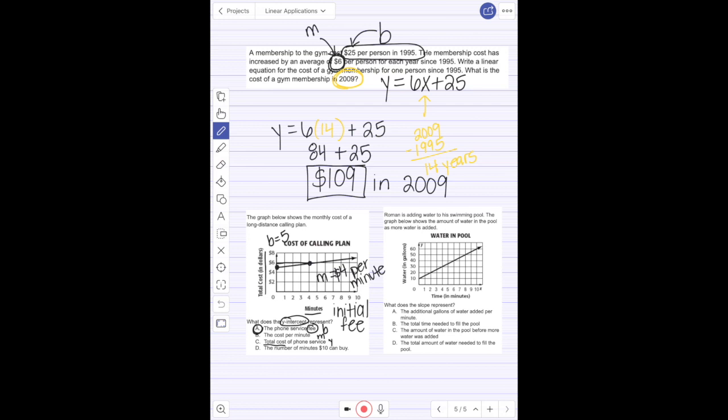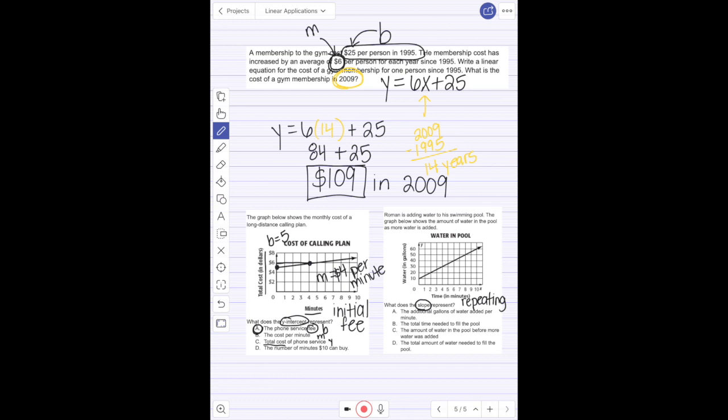All right. So the next one, it says Roman is adding water to a swimming pool. So we talked about a swimming pool that was losing water. Now we're going to add water to it. The graph below shows the amount of water in the pool as more water is added. So this time it asked me to determine the slope. So when we talk about slope, remember we're talking about the repeating value. So the initial value would be how much water was already in the pool. But now we're going to talk about the slope. We want the repeating value.